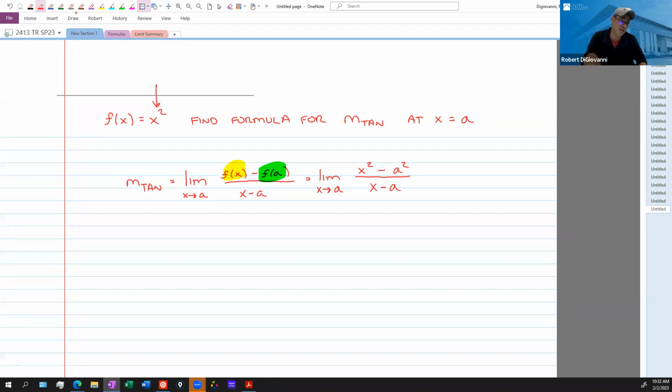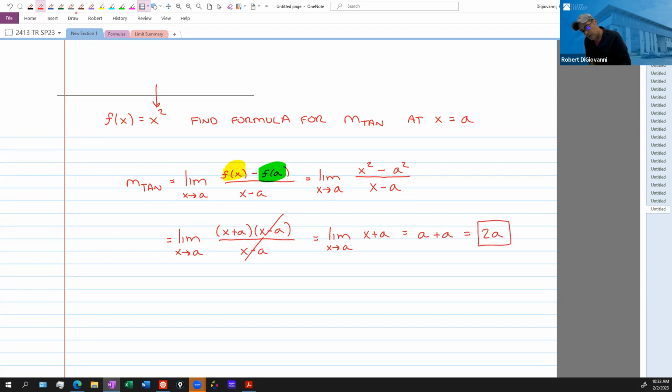And the algebra on this one is a little easier than the one we just did, right? Do you all see the algebra? Just difference of squares. So this becomes limit x approaches a. Go ahead and factor difference of squares on top. The x minus a's cancel. So you're doing the limit as x approaches a of the only thing that's left there, which is x plus a. And now let x become a, right? Replace your x with a. You get a plus a, and a plus a is 2a. And that's our generic formula.